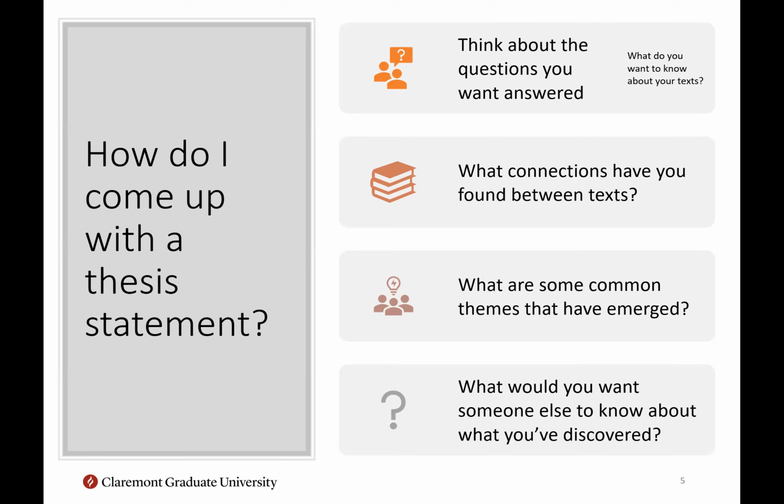So think about the questions that you want answered. As you've been reading your class readings, your research, what are some unanswered points that you'd like to know more about? My sub point there: what do you want to know about your text? That might be your primary text. So if you are in the humanities, it might be a literary text. It might be a manuscript or a history manuscript. If you're coming from another field, maybe this is data, maybe this is a case study, but what are unanswered questions that you have after doing all of that research?